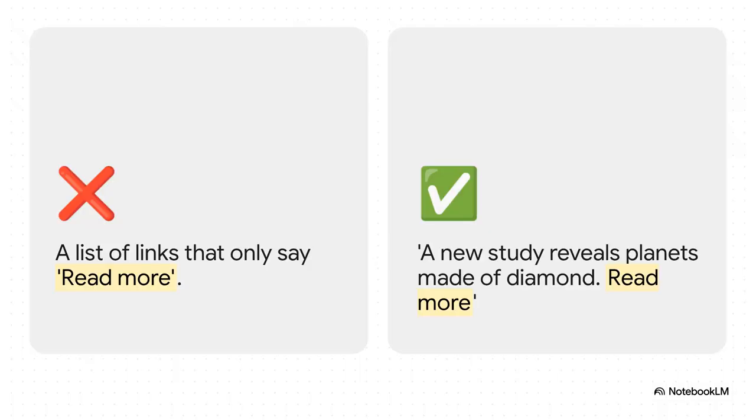And here's the perfect example of how this all clicks into place. A list of read more, read more, read more is, like we said, totally useless on its own. But when you put that read more link right inside the little paragraph that describes the article, the screen reader can read the whole thing together. So the person hears, a new study reveals planets made of diamond. Read more. And suddenly, that generic link makes perfect sense. It has a crystal clear purpose.